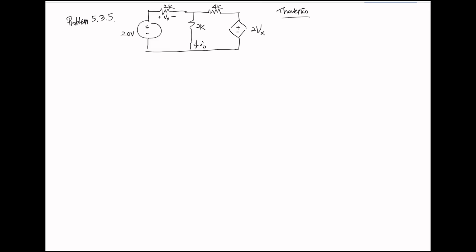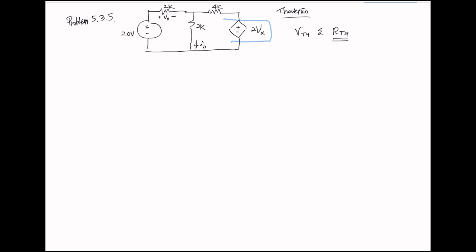5.3.5. You are asked to use Thevenin circuit to find I sub 0 here. So for the Thevenin, we need to find VTH and RTH. To find the RTH, we need to let independent voltage source for short circuit, independent current source for open circuit. So we can let this 20 independent voltage source to short circuit here.